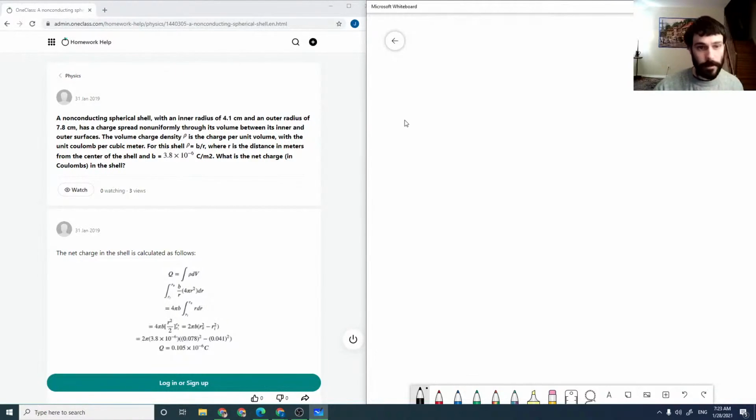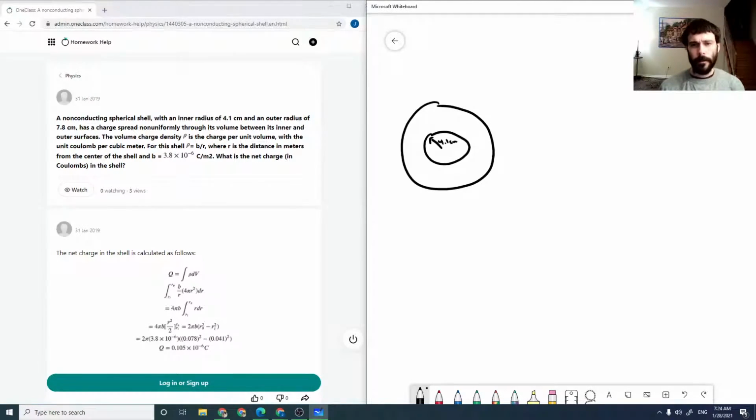Okay, so we have a non-conducting spherical shell with an inner radius of 4.1 centimeters and an outer radius of 7.8 centimeters. And there's charge spread non-uniformly through its volume between its inner and outer surfaces.